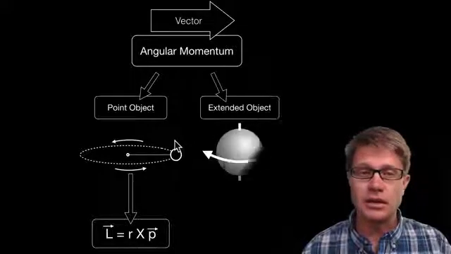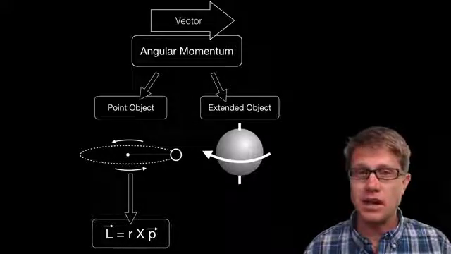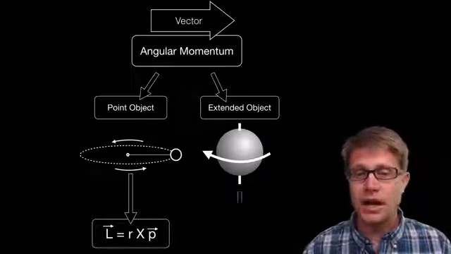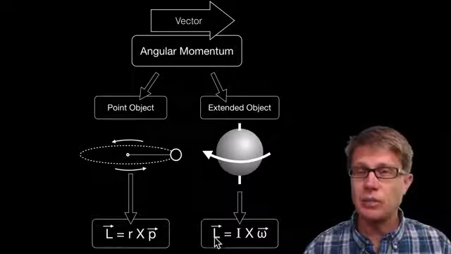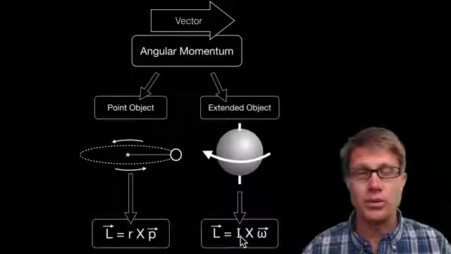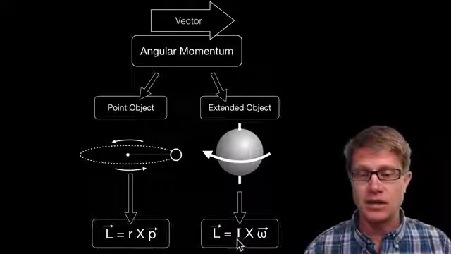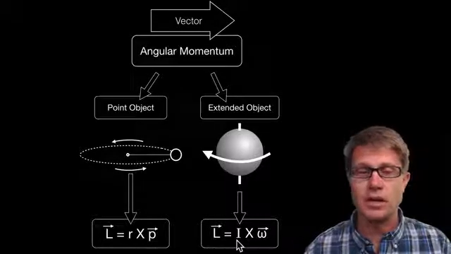You also should be able to calculate the angular momentum of an extended object. So the whole object is rotating around a point. So to figure that out, all we say is that angular momentum is equal to I, where that's rotational inertia, times the angular velocity of the object. And again, that inertia is going to change depending on what that object is.